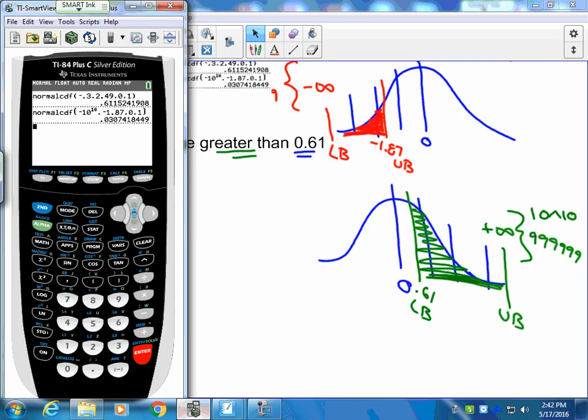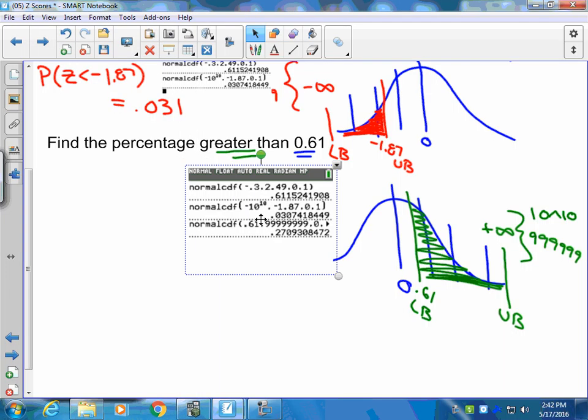Okay, so now we go to our calculator. The steps are the same. Normal CDF. Once we have that, our lower boundary of 0.61, our upper boundary of positive infinity. In this case, I'm going to drop in a bunch of 9s. Okay, it doesn't matter. Just put in a long string. And then we enter, enter, enter, and then it finds the probability of being in that range.